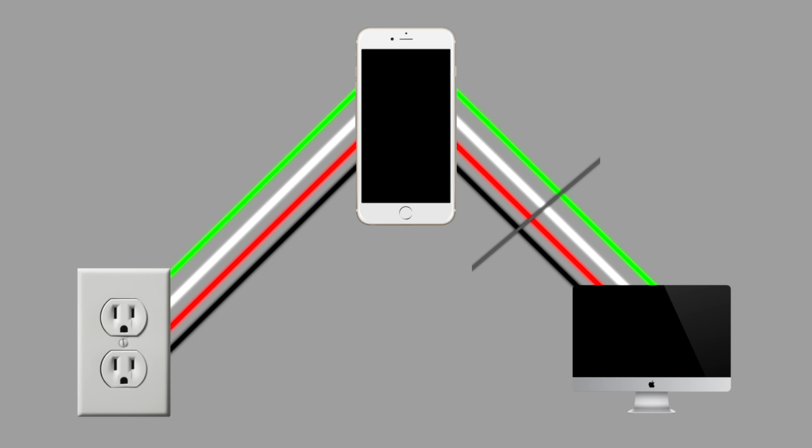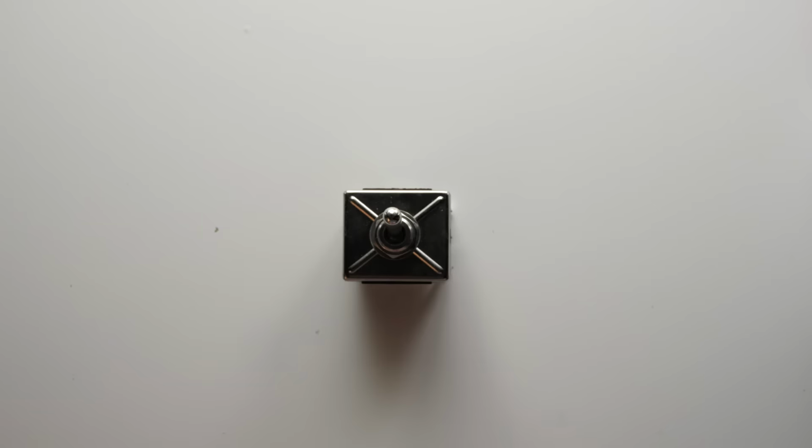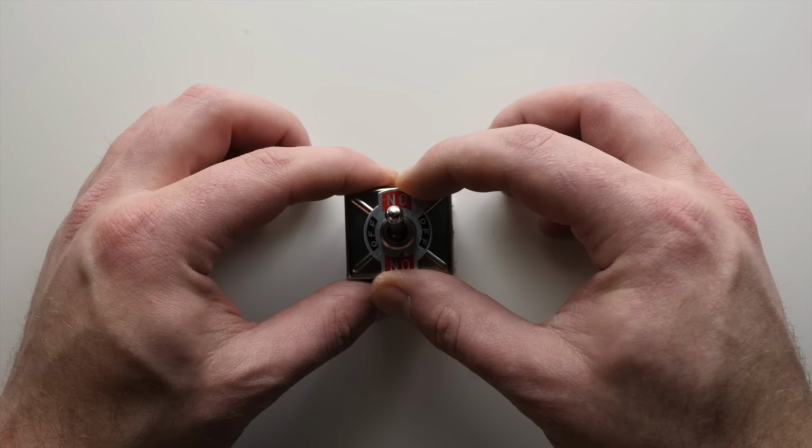So here's a diagram of what we're trying to accomplish. We want to completely cut off all four wires from the AC outlet and then completely switch on all four wires going to the computer and be able to easily switch back and forth. And that's where this cool nifty little switch comes into play.